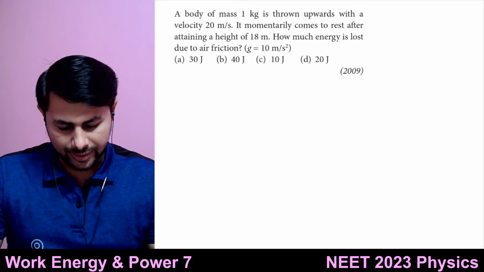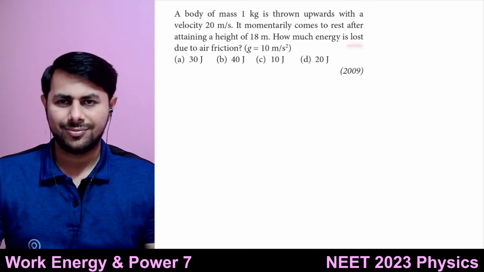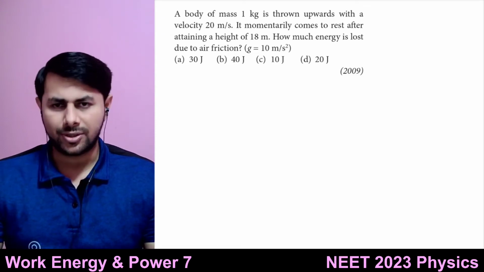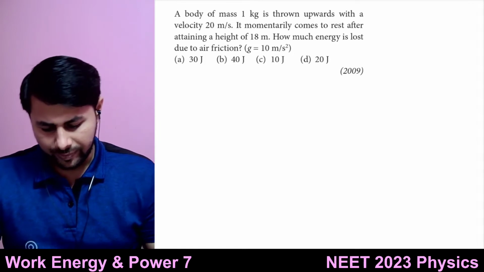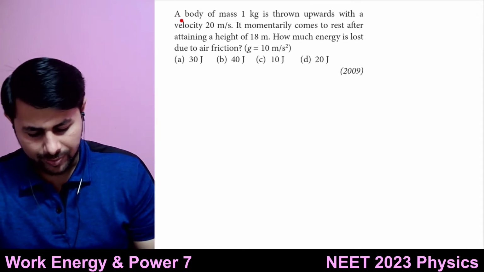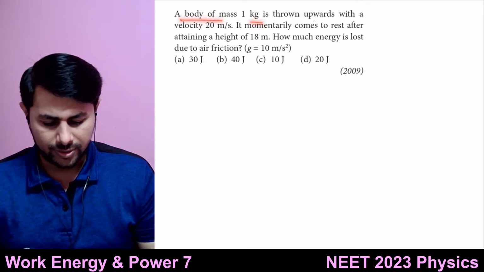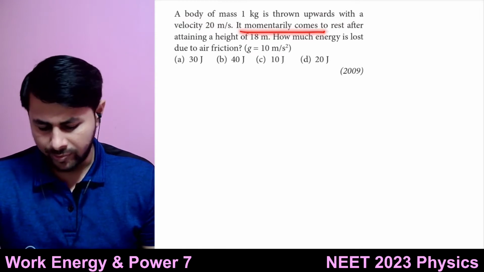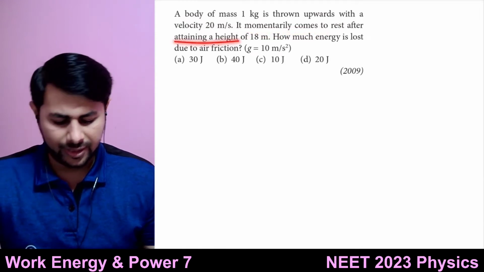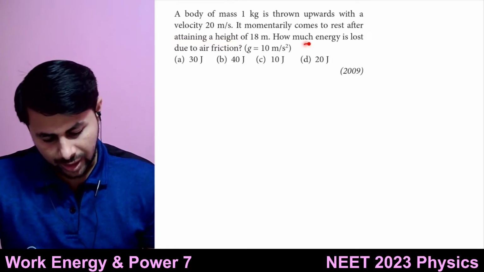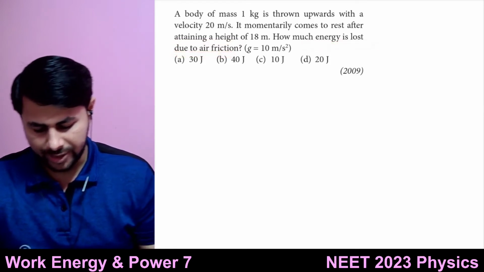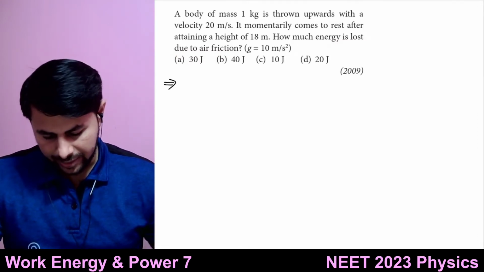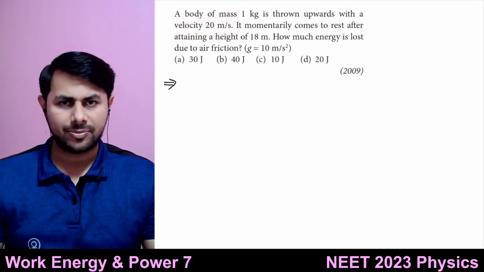Next, let us see when there is some loss. So when there is some loss in energy, how to solve the problem. The problem is: a body of mass 1 kg is thrown upwards with a velocity of 20 meters per second. It momentarily comes to rest after attaining a height of 18 meters. How much energy is lost due to air friction? This is the question. So see, it has some velocity, 20 meters per second.